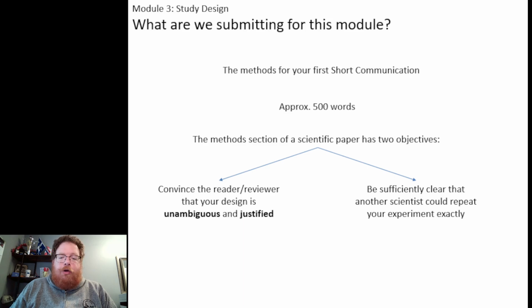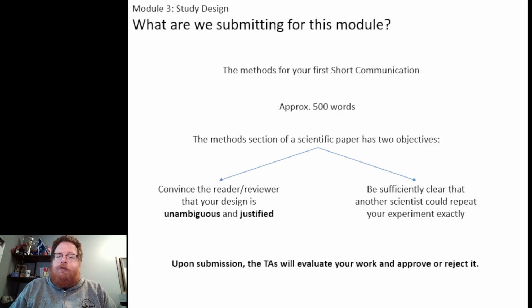Okay? So that's what you're trying to accomplish here as you write the methods to your first short communication. That you make sure that your study design is unambiguous and justified, and that is clearly articulated in the writing of the methods, but also that you have written the methods in a way where another person, perhaps a future third-year student taking BioC32, if we gave them a copy of your methods section, could they execute that experiment exactly as you did? So that's what you want to focus on as you are writing up the methods section for your first short communication, and this is what you're going to be submitting as your Module 3 submission.